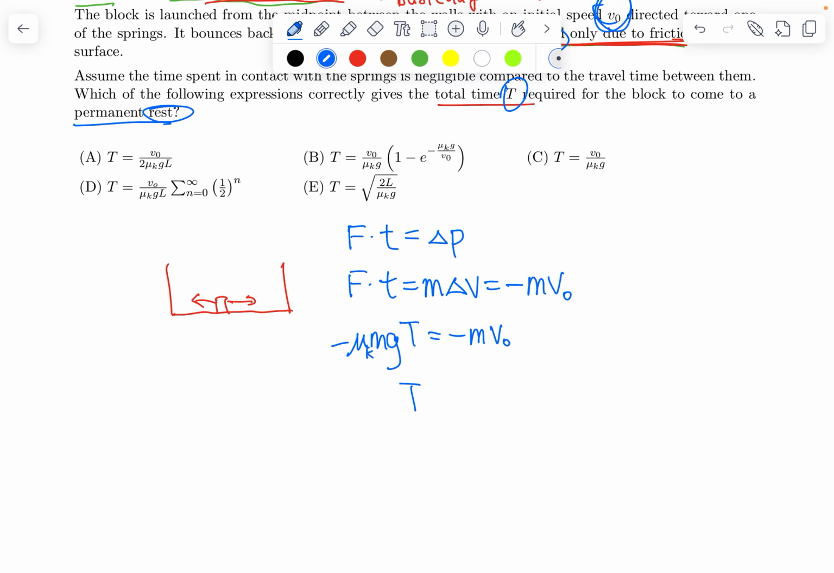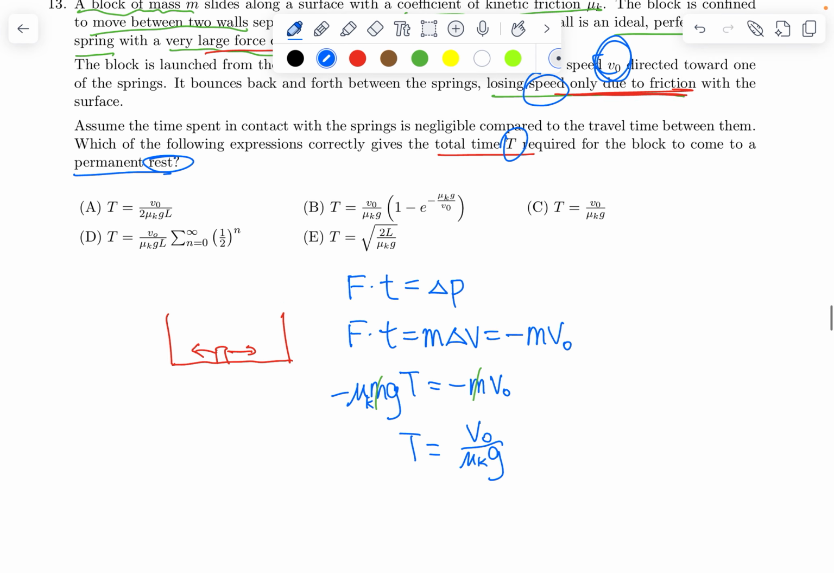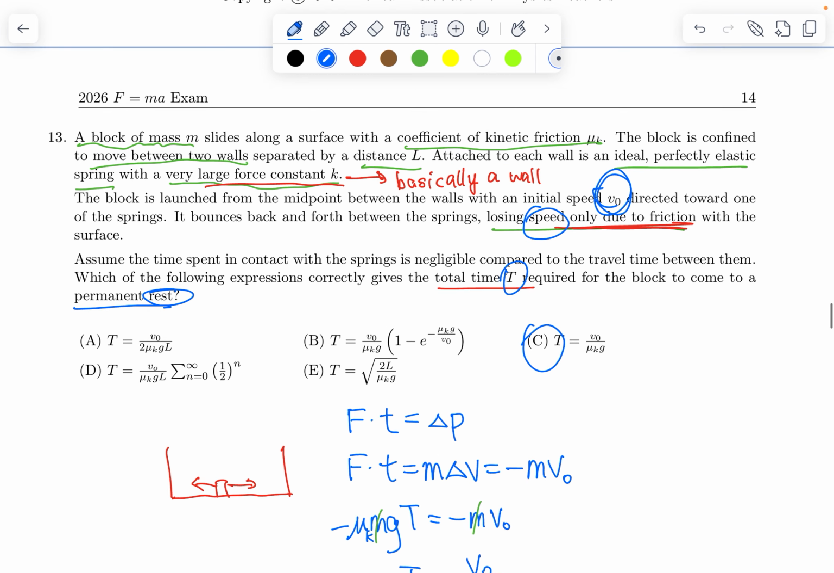So then we get that t equals, and since the m's cancel out, t is going to be equal to v0 over mu k g. And that is going to be our answer choice C.